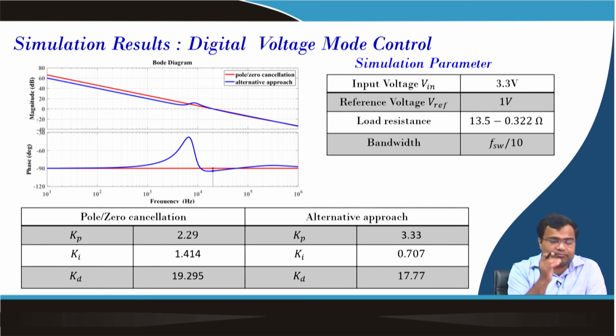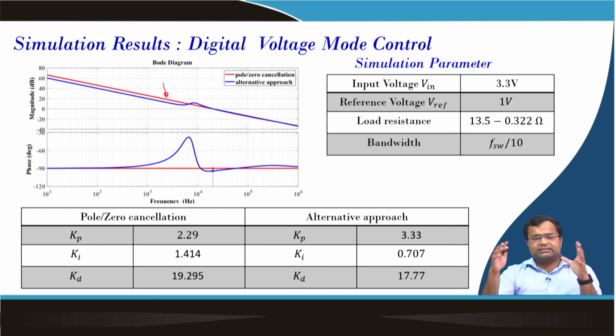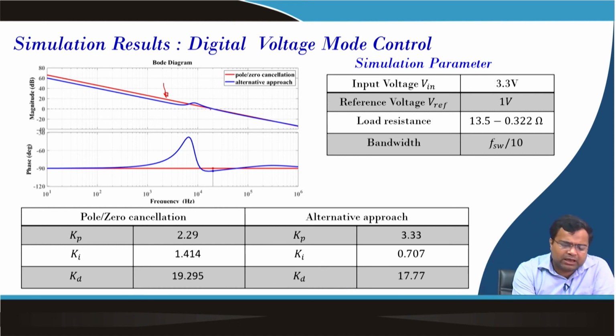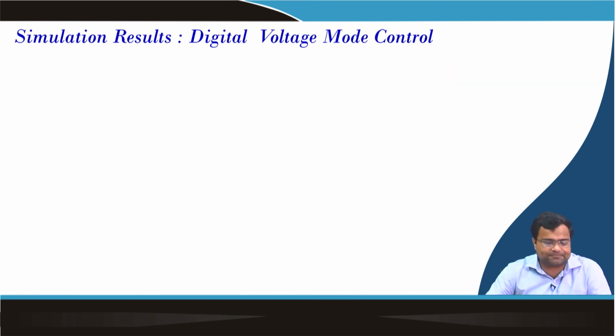And this is a Bode plot. In stable pole zero cancellation, we are trying to get a first order loop transfer function, but this is highly sensitive to load resistance and all, which practically is not possible. But in the alternative design approach, we are getting more or less 1/10 of the switching frequency, and we are getting reasonably good phase margin. And we will show in the next lecture that if you talk about the output impedance, this alternative approach is much superior, and it is more or less insensitive to the load resistance variation.